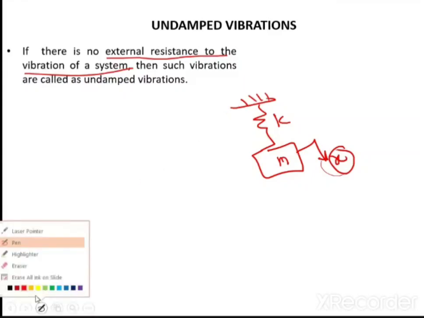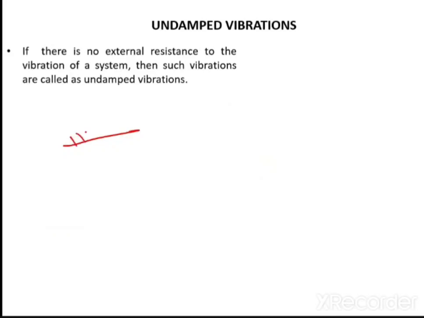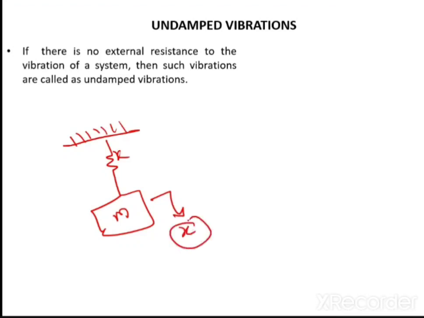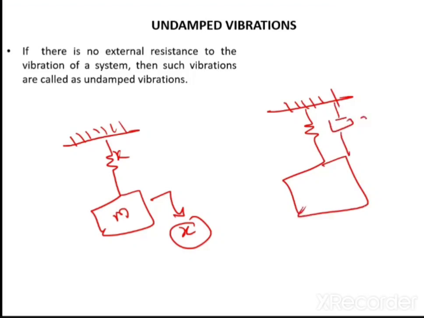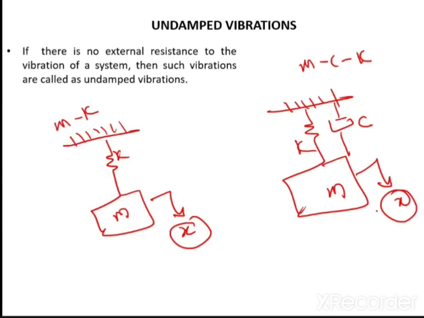Basically, you try to understand that there are two cases. This is case number one, M, K. Here there is no damper. And this is case number two. Here I am incorporating a damper. So this is only an MK system, and this is an MCK system. This system will vibrate and become dynamic when you apply the displacement x. This will also become dynamic when you give a small initial displacement.